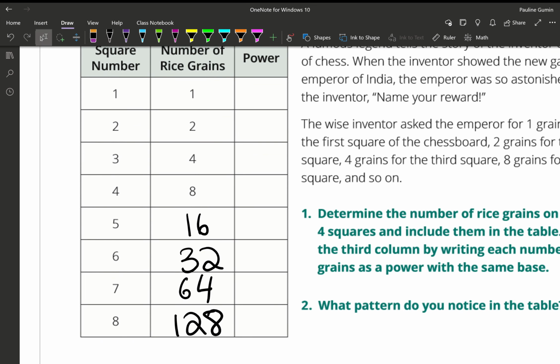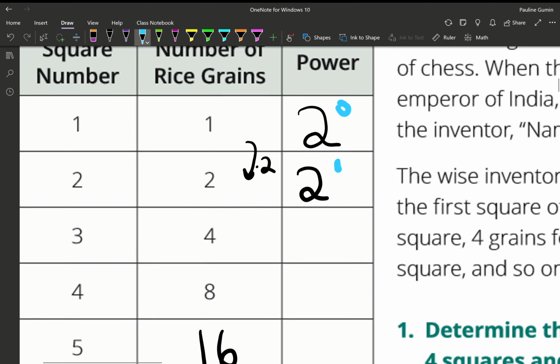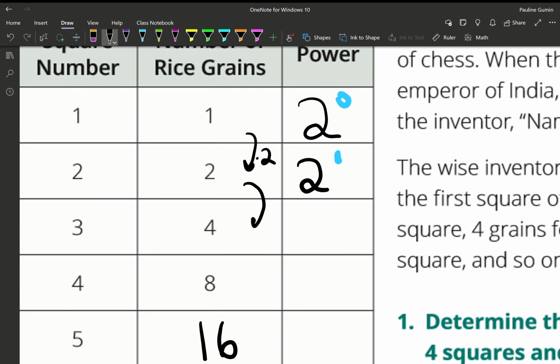So let's talk about the powers of 2. Now in the very first square, we are not doubling at all. So there is no power of 2 happening. That means 2 to the power of 0. Now, for the second square, we do 1 times 2. We multiplied by 2 once. So 2 to the power of 1. To get to 4, we're multiplying by 2 a second time. 2 to the power of 2. Then we multiply by 2 again. That's 2 to the power of 3.